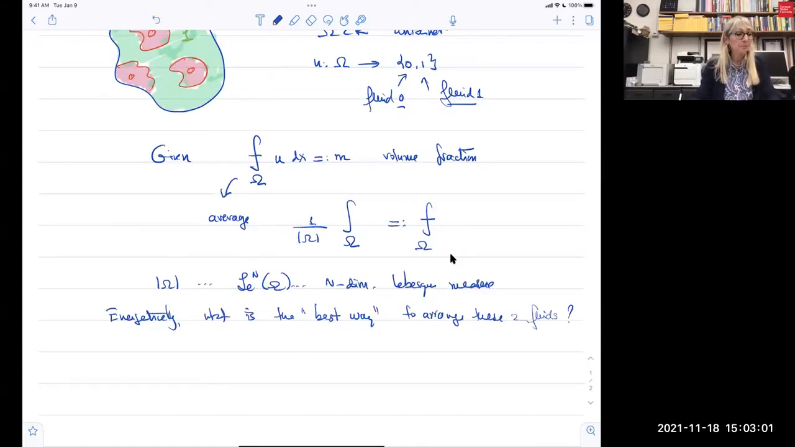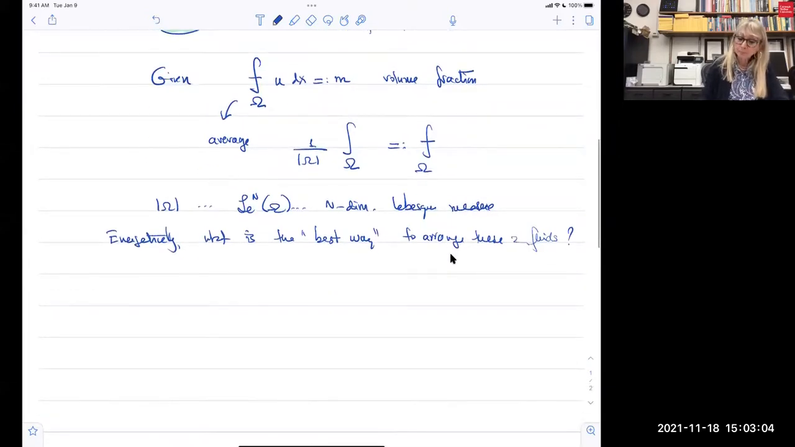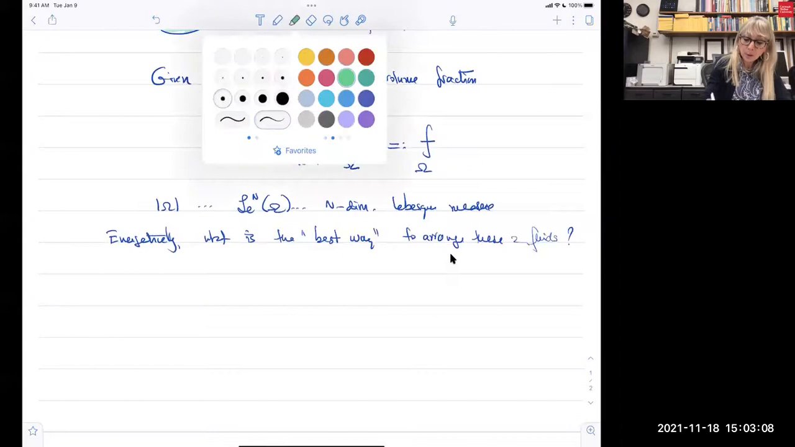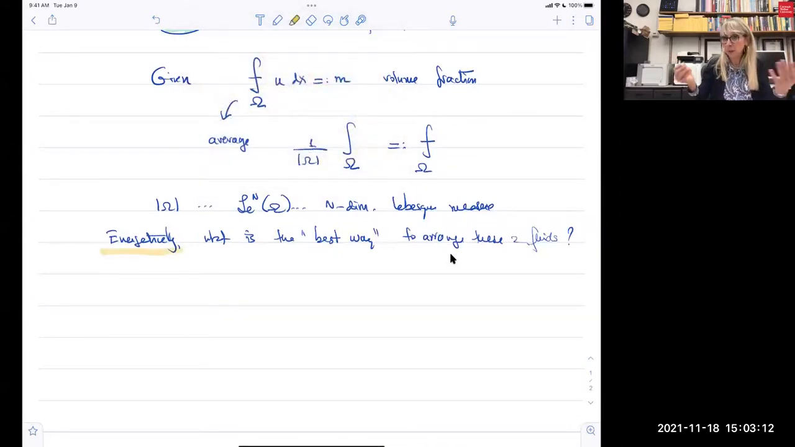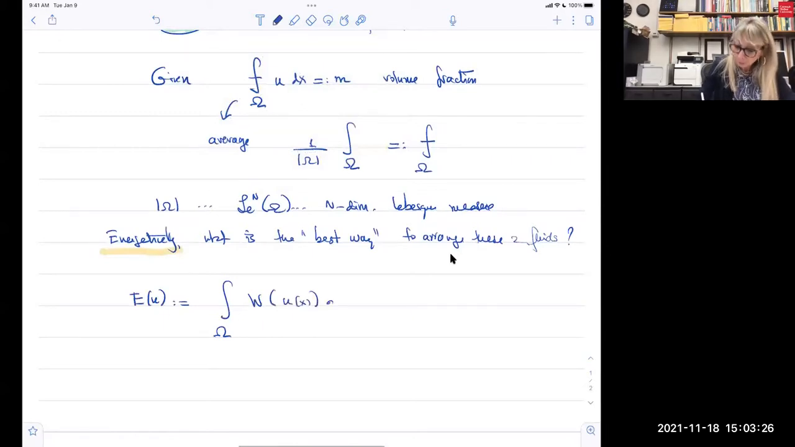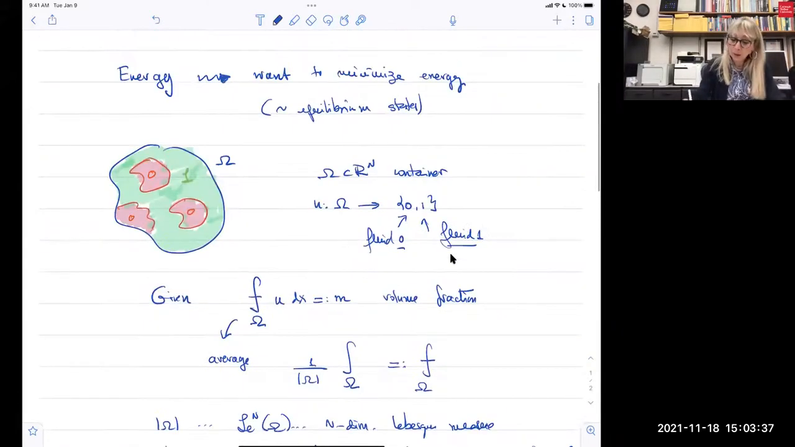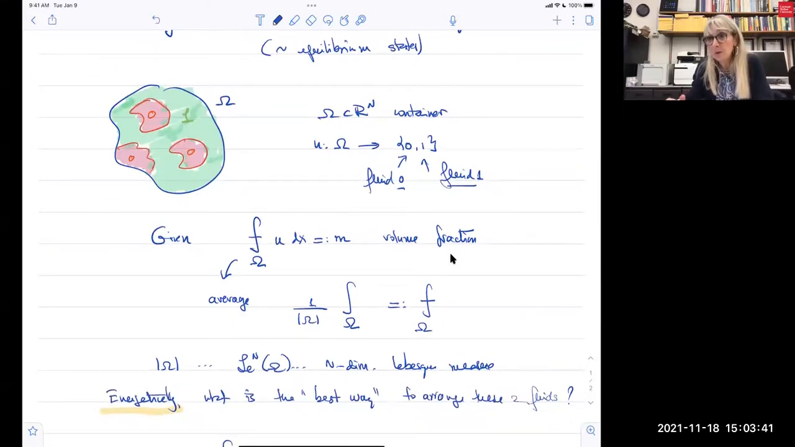Okay, so I'm talking energetically, so that means that I must have some energy in the background, and I do. And normally the energy is given, so let me call it E of u, that's energy of u. It's given by the integral over the container of a function of the distribution u, and W is going to be energy density. Here I'm taking 0 and 1 to be scalars, they could be vectors, but right now, let's assume that u is scalar valued. And so you go from Rn into R.